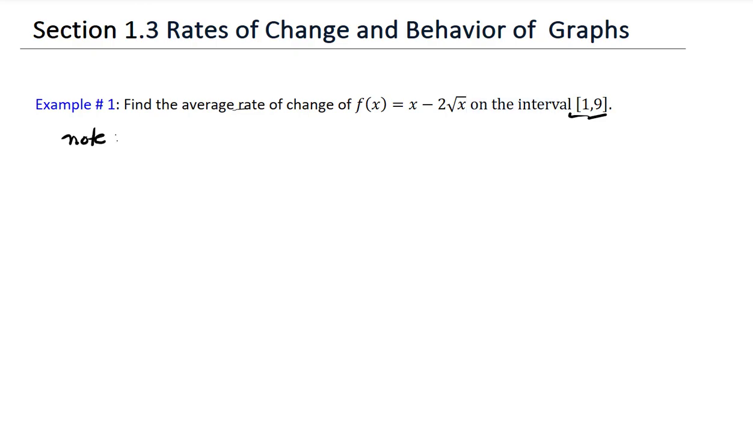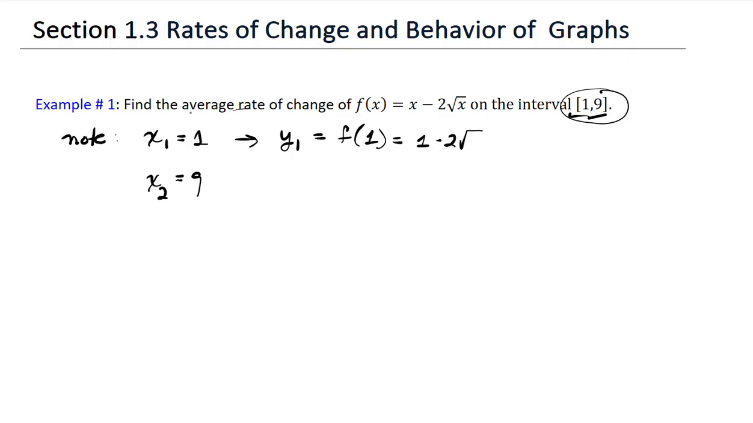So let's make a note. x1 here is 1, x2 is 9, since we're determining the average rate of change over this interval. Then to find y1, we would substitute that number into the function, evaluating the function at 1, we get 1 minus 2. This equates to -1.